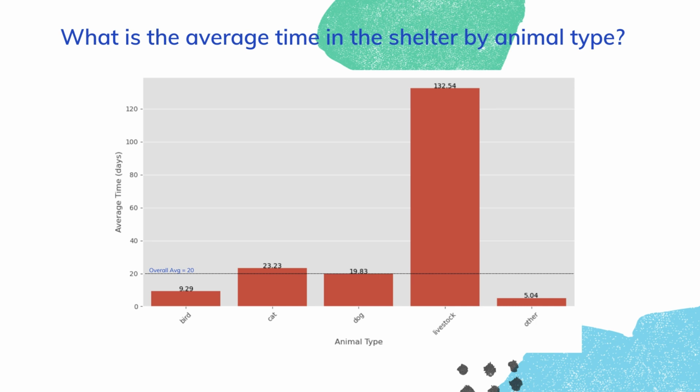within 5 days. Now this gives us an idea of the relative average time of the animal given the overall average that we determined earlier at 20 days. So we can see cats and dogs are around the overall average and livestock being significantly higher. And there are other factors that may influence that, but our analysis is going to focus on cats and dogs going forward.